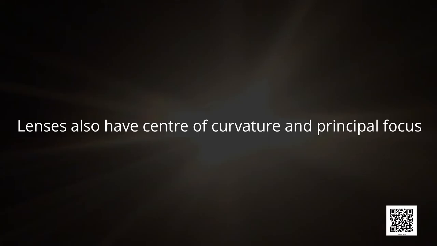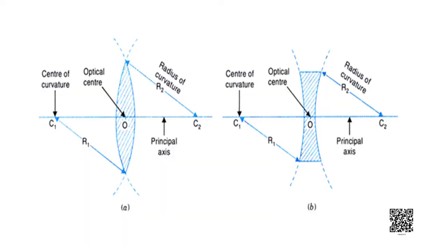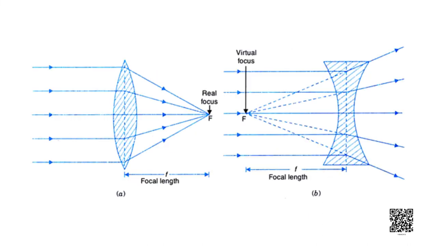Children, lenses also have center of curvature and principal focus as in mirrors. The central point of a lens is called its optical center. The principal focus of a convex lens is a point on the principal axis to which light rays parallel to the principal axis converge after passing through the lens. Whereas the principal focus of a concave lens is a point on its principal axis from which light rays originally parallel to the axis appear to diverge after passing through the concave lens.